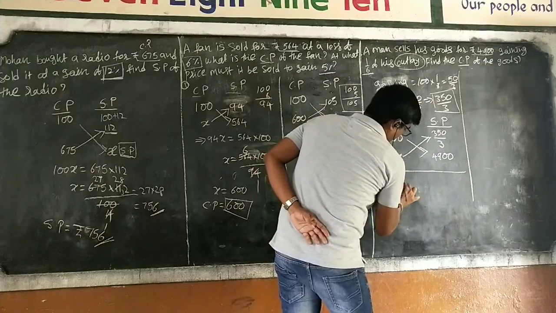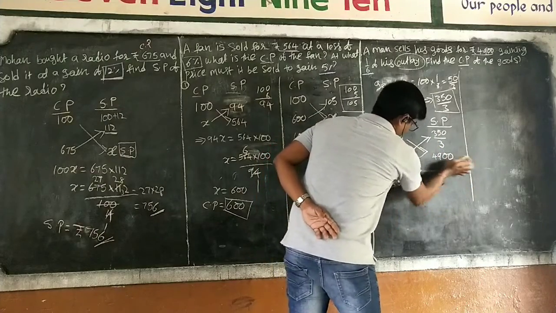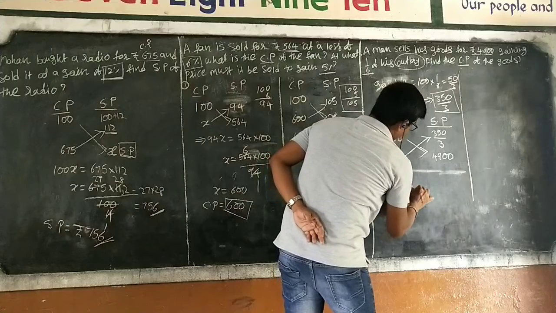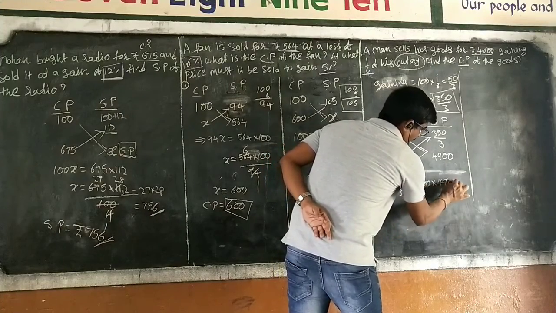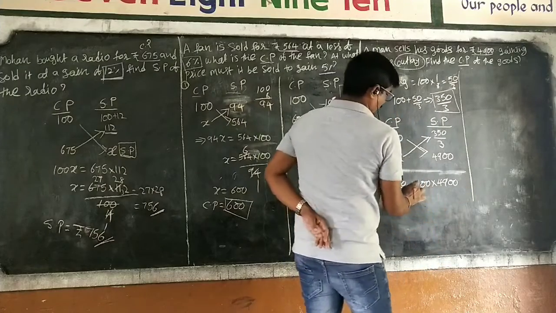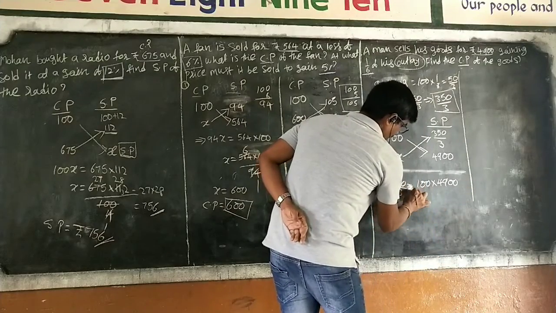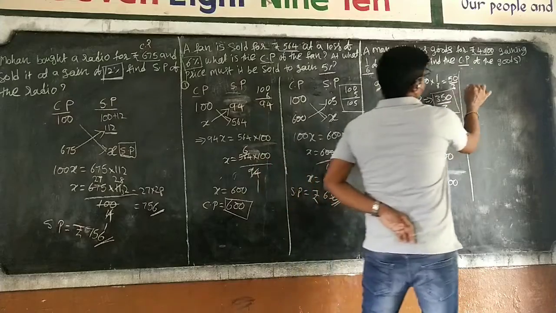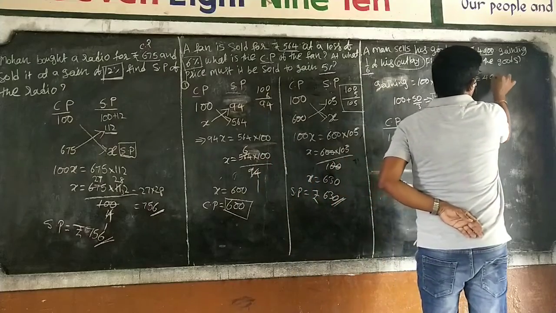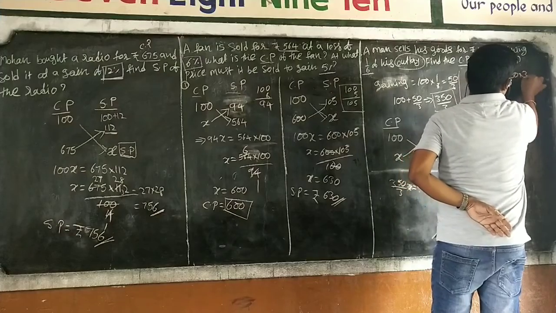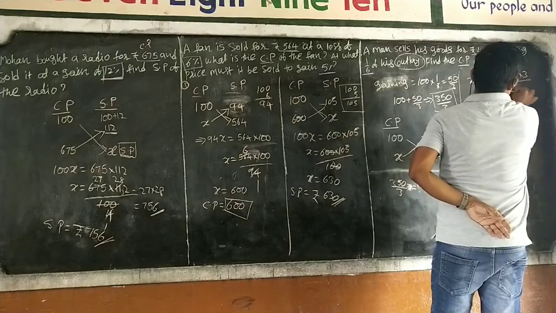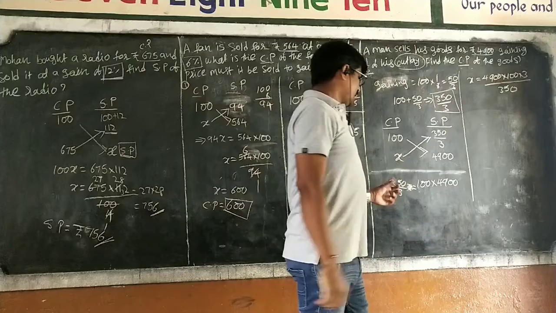So 350 by 3 is equal to 100 into 4,900. 100 into 4,900. X is equal to 4,900 into 100 into 3 by 350. So this is it.